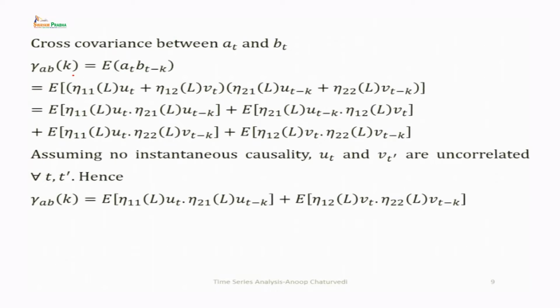Then the cross covariance between A_t and B_t is gamma_AB(k) equal to the expectation of A_t B_(t-k). Now, this is equal to the expectation, where you write A_t equal to eta_11(L) u_t plus eta_12(L) v_t, into B_(t-k), which is eta_21(L) u_(t-k) plus eta_22(L) v_(t-k). So, we write the values of A_t and B_(t-k) here, and this is equal to the expectation of eta_11(L) u_t eta_21(L) u_(t-k), plus the expectation of eta_21(L) u_(t-k) eta_12(L) v_t, plus the expectation of eta_11(L) u_t eta_22(L) v_(t-k), plus the expectation of eta_12(L) v_t eta_22(L) v_(t-k).